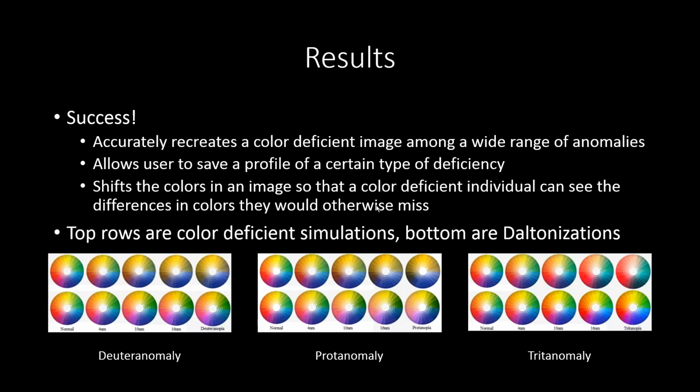For tritanomaly, the reds mostly stay the same, and the yellows fade, and everything becomes a more purple grayscale. And for protanomaly, the greens and the reds are shifted. Protanomaly and deuteranomaly are actually really closely related to each other, and it becomes hard to perceive red and green apart from each other.